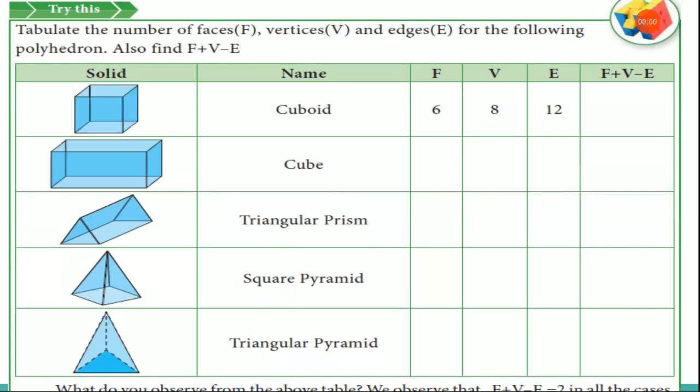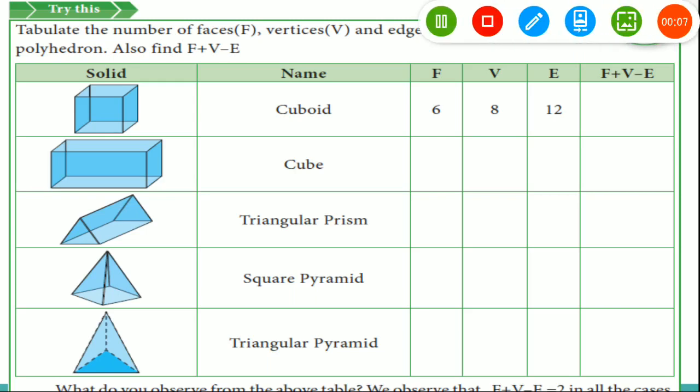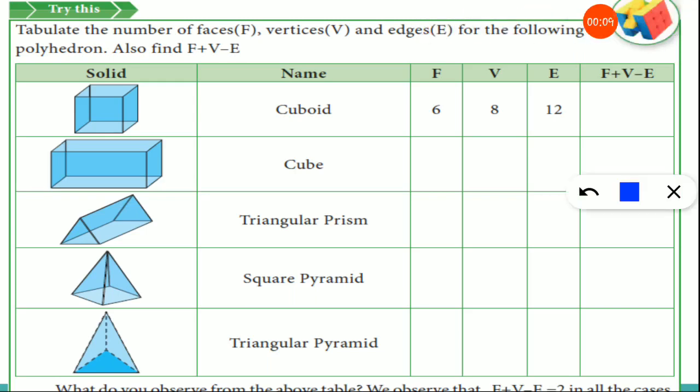And then the vertex. A vertex is a point where 2 or more than 2 edges meet. Now, let's count this vertex. This is 1, 2, 3, 4, 5, 6, 7 and 8. Okay, so the total number of vertices for this cuboid is 8.